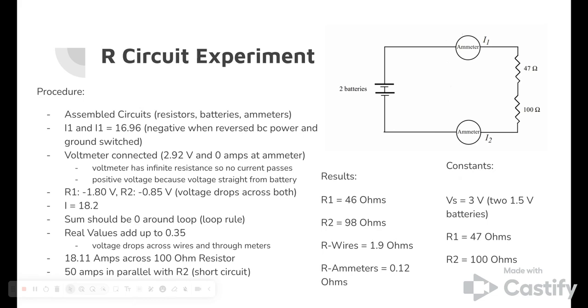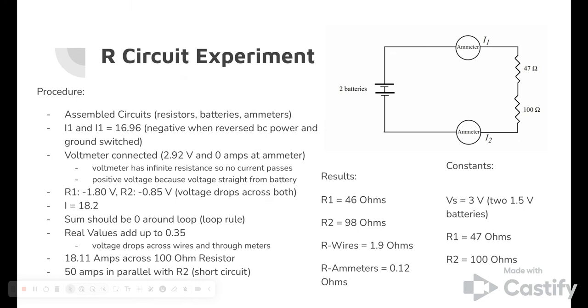Our R1 was negative 1.8 volts, and R2 was negative 0.85. Voltage drops across both. I equals 18.2, and the sum should be 0 around the loop due to the loop rule. Real values add up to 0.35, because of voltage drops across wires and through meters. We had 18.11 amps across a 100 ohm resistor and 50 amps in parallel with R2. Some results of this experiment were that our R1 was 46 ohms and our R2 was 98. Our R wires came out to 1.9 ohms, and our R ammeters was 0.12 ohms.